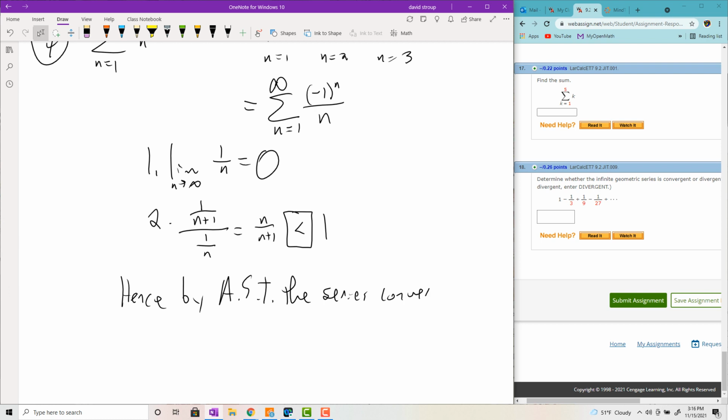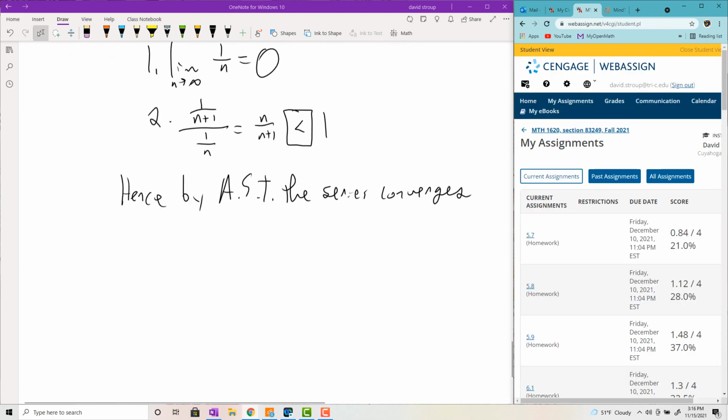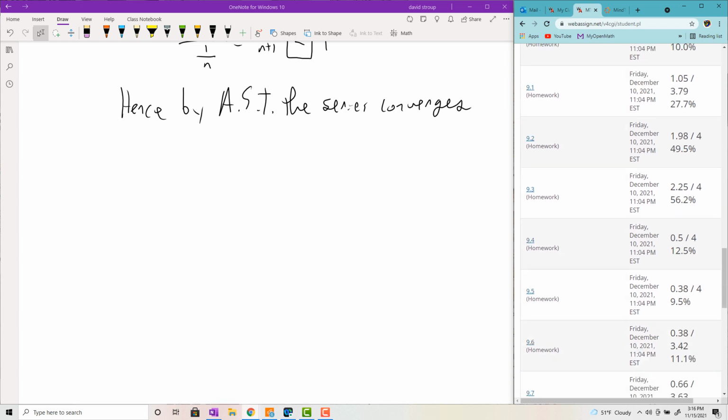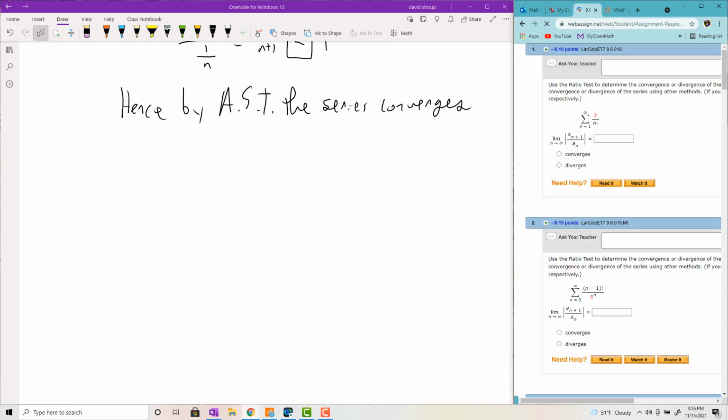Okay, so it needs to pass both of those criteria for convergence. It seems like in the homework, they only force you to do part of it, but you need to show both steps on my test. Let me just look at the homework real quick.